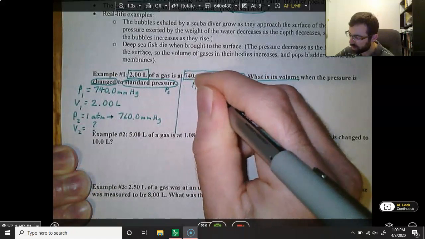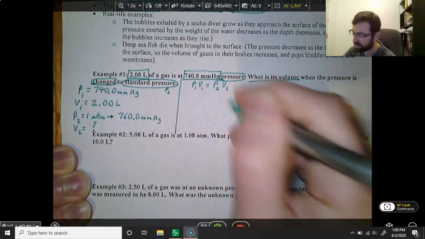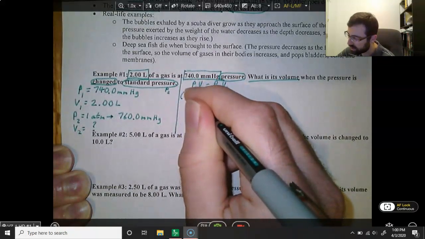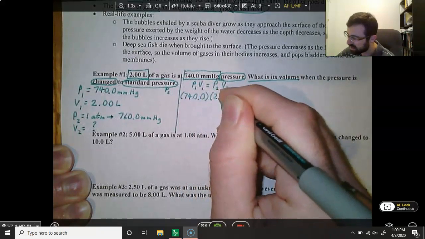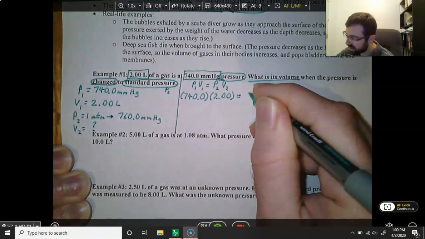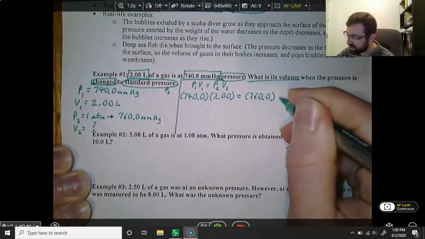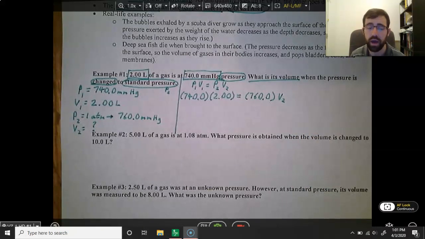P1 V1 equals P2 V2. So let's write it out. I've got 740.0 times 2.00 equals 760.0 times V2. V2 is my unknown, so I'm going to leave it as V2. Everything else, you just plug in the numbers that you have. All right, you need to crunch the numbers a little bit.